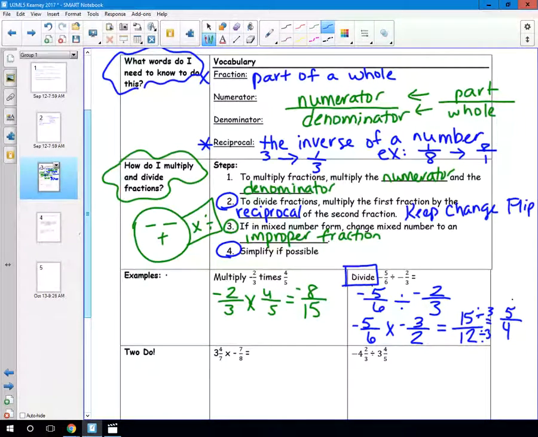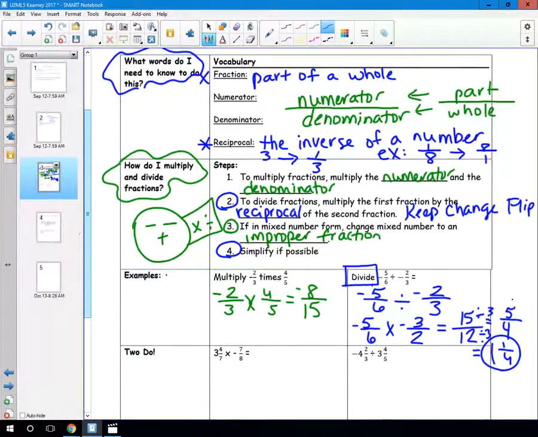And then what do you see is wrong with that fraction? We have 5 over 4. What kind of fraction is that? It's an improper fraction, so we can change it to a mixed number. So how many times does 4 go into 5? Goes in there one time, and then what do you have left over? You have 1 over 4. So my final answer is 1 and 1/4.